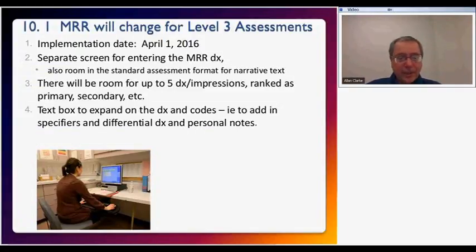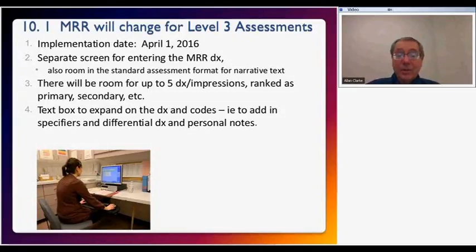MRR. So this, I think, is an area where people are curious about how life will change. So this is going to be coming in pretty quick here. Currently, the MRR has a separate screen for the diagnostic categories, and it lists the 5 axes minus axis 3. In the new screen, there will be room for up to 5 diagnoses or diagnostic impressions, and you're asked to rank them from most important to least important, so primary, secondary, etc.